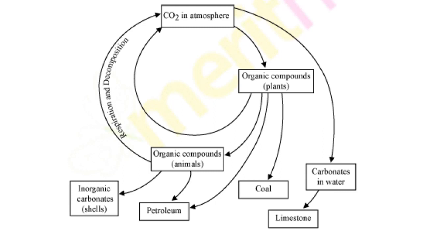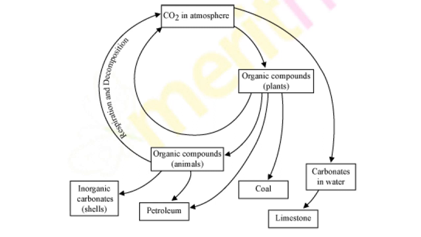So students, this is the diagram of the carbon cycle. Carbon dioxide is present in the atmosphere, right? This carbon dioxide is used by plants in the process of photosynthesis. Then these plants are eaten by animals. Then these animals form inorganic carbonate shells. So this is the first point you can write down in the carbon cycle.